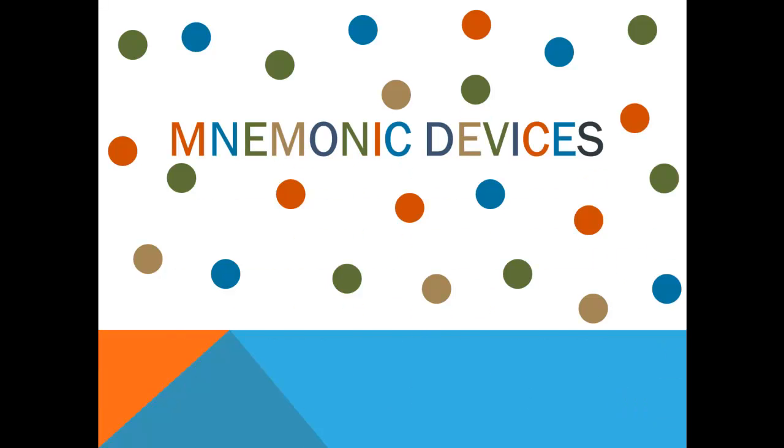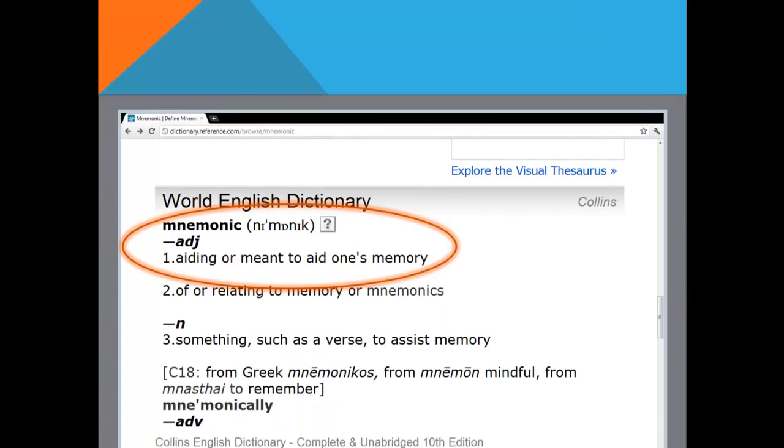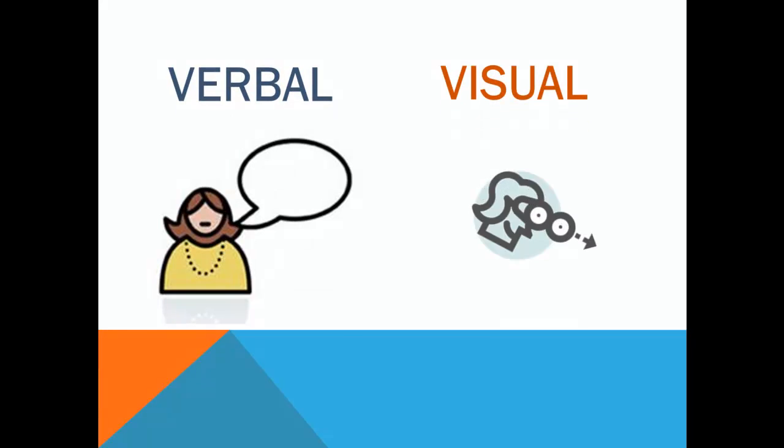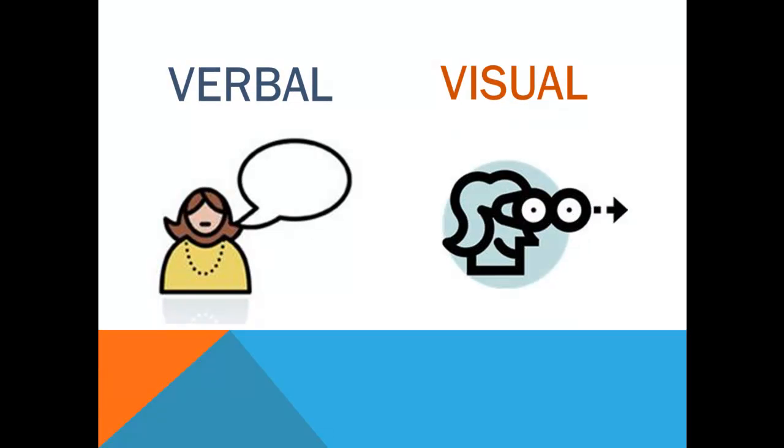Mnemonic devices. It's a funny sounding name for words and images we often encounter. By definition, the word mnemonic is an adjective that means aiding or meant to aid one's memory. Mnemonic devices are those verbal and visual clues that help us remember complicated concepts and make accurate connections. Let me give you a few examples.